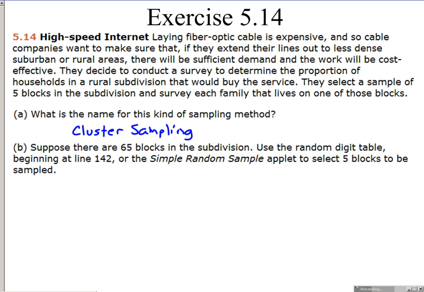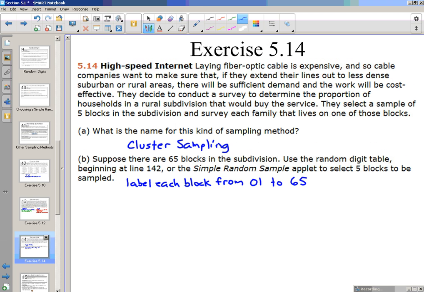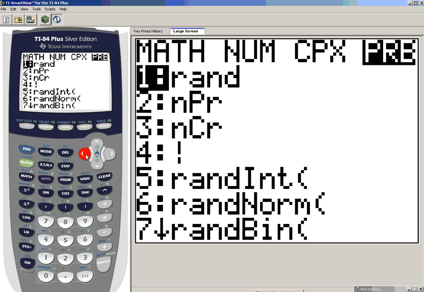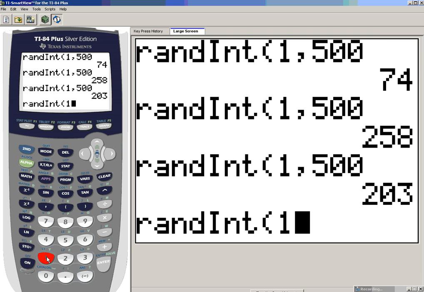Suppose there are 65 blocks in the subdivision. Use the random digit table beginning at line 142 or something else to select the 5 blocks. So if there are 65, we would need to label each block from 1 to 65. And now let's actually go to the calculator and do this rather than the random number table this time. So we go Math, Probability, Random Integer from 1 up to 65, and we're selecting 5 blocks.